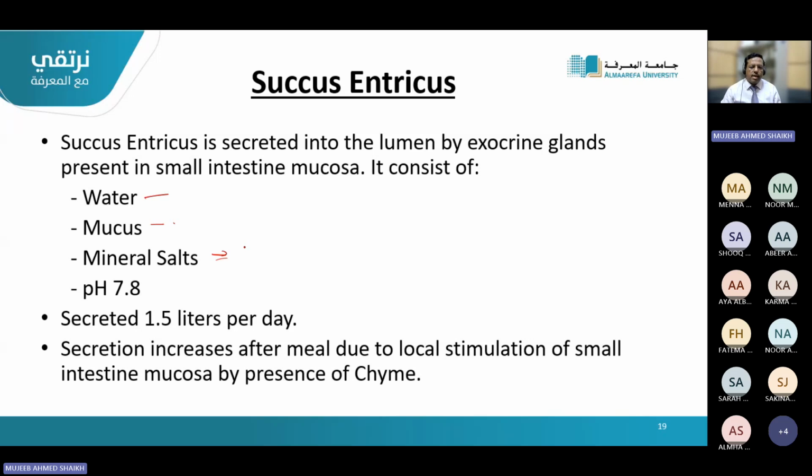So there are no enzymes as such in the fluid. The pH is around 7.8, which is alkaline. Around 1.5 liters of intestinal juice is produced per day, and then it is absorbed. The secretion increases after the meal due to local stimulation and the presence of chyme in the small intestine.